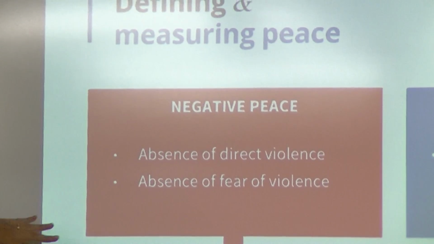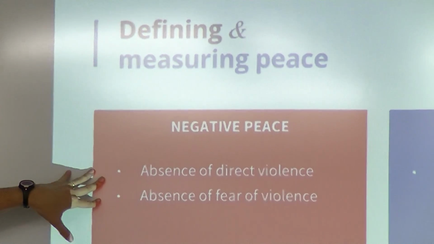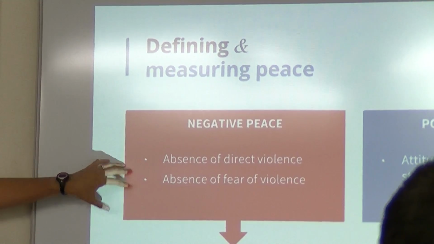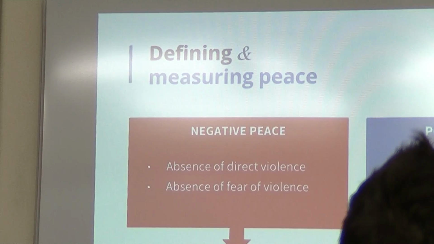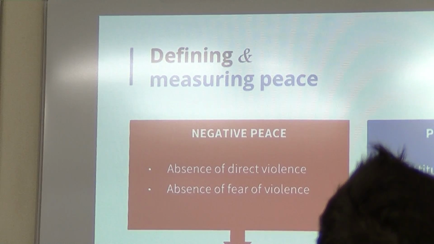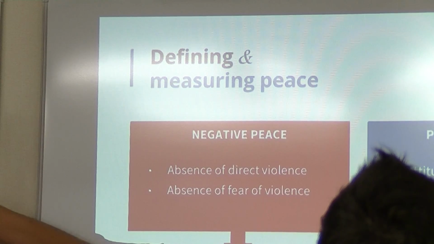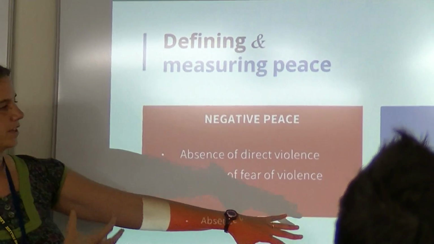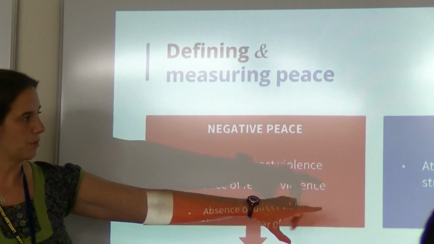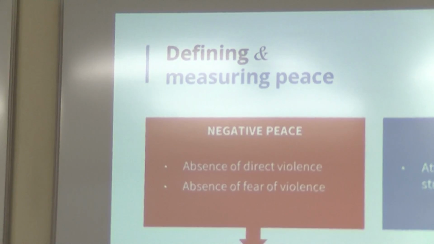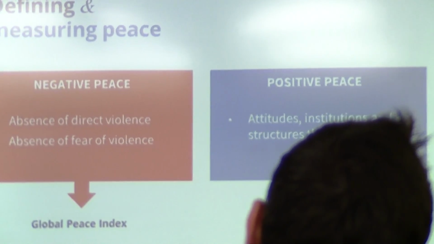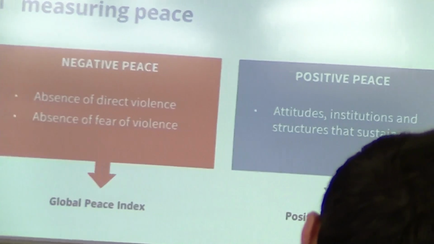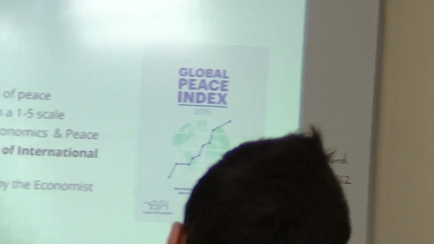And negative peace, this is the definition that this GPI index uses in its calculation. So negative peace is the absence of direct violence and the absence of the fear of violence. Okay? So this is what this index is going off of. Ultimately, they would like to promote and learn more about the drivers for positive peace, which is the attitudes, institutions, and structures that sustain peace. Right? This does not exist yet, but hopefully at some point, the positive peace index.